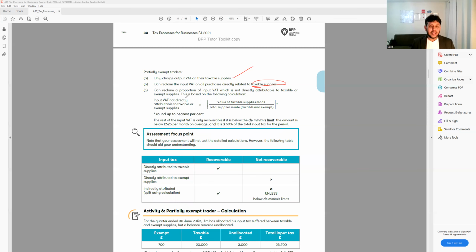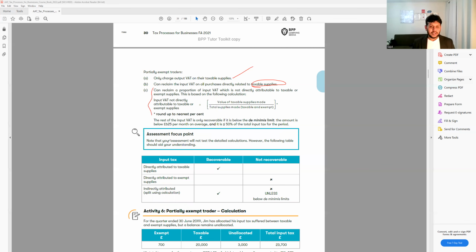They can reclaim a proportion of input VAT which is not directly attributable to the taxable or exempt. This is based on the following calculation. So when I'm not sure if it is taxable or exempt, and I cannot allocate it, then I can claim only a partial amount. I can claim only the proportion.